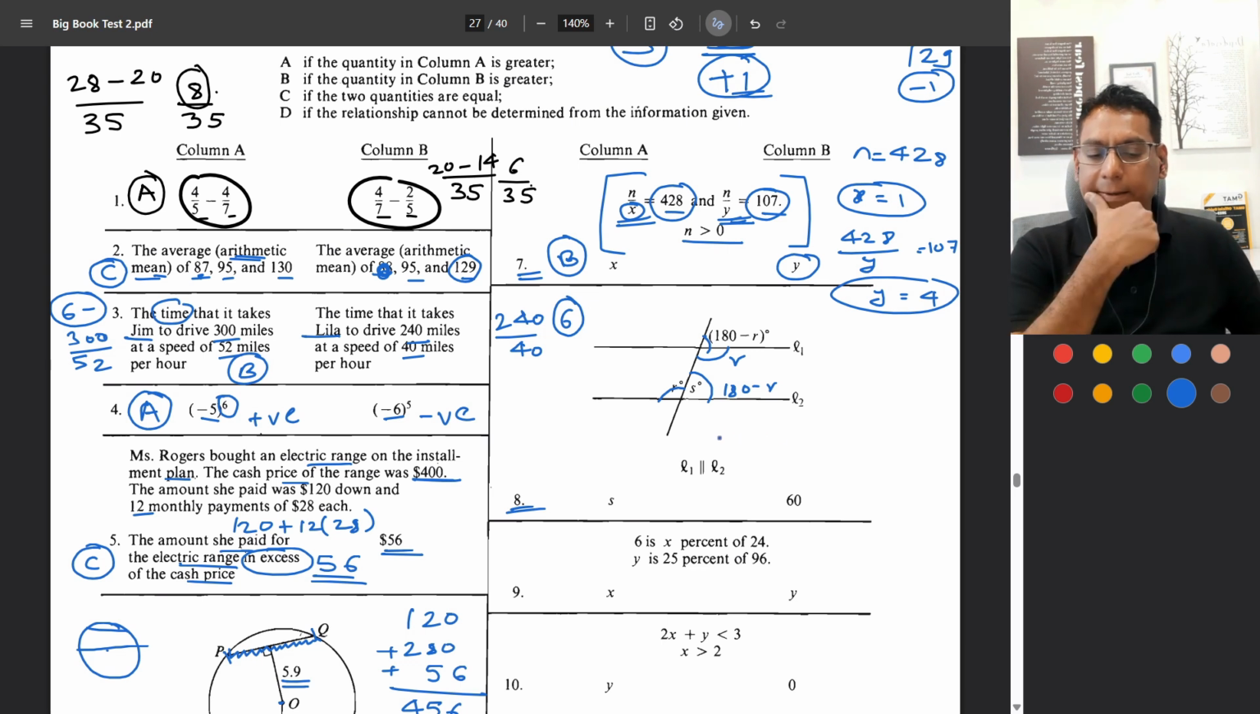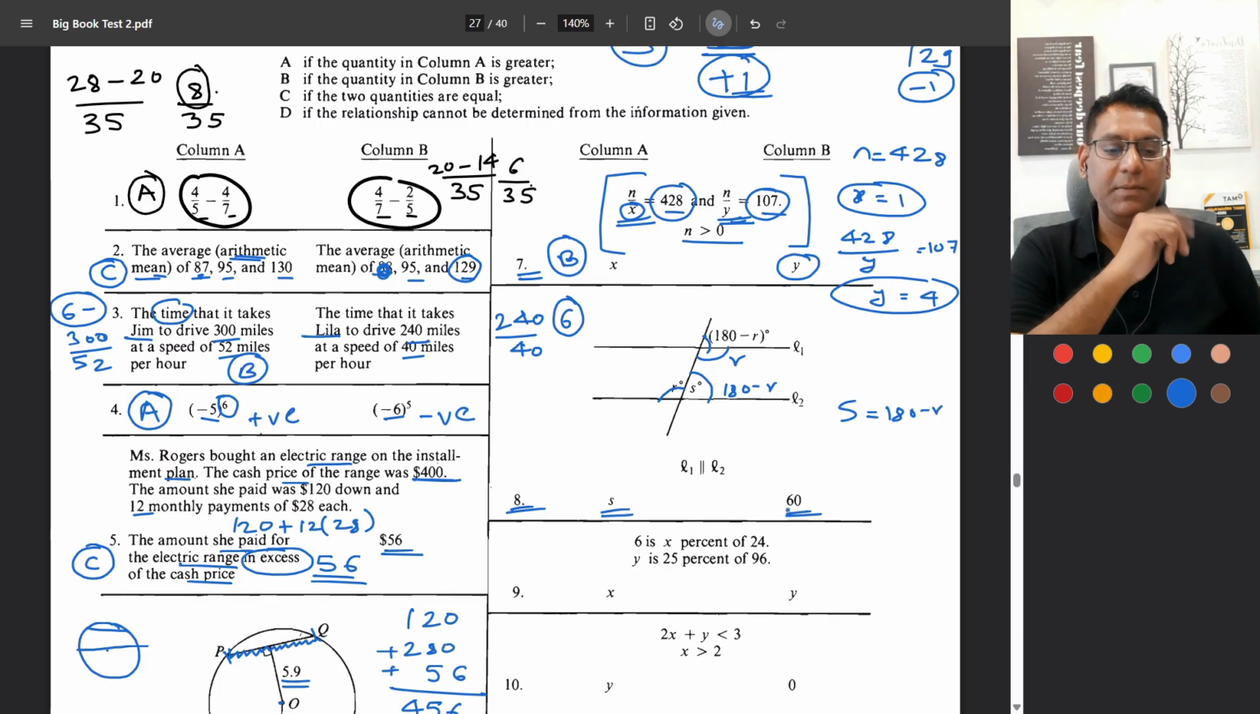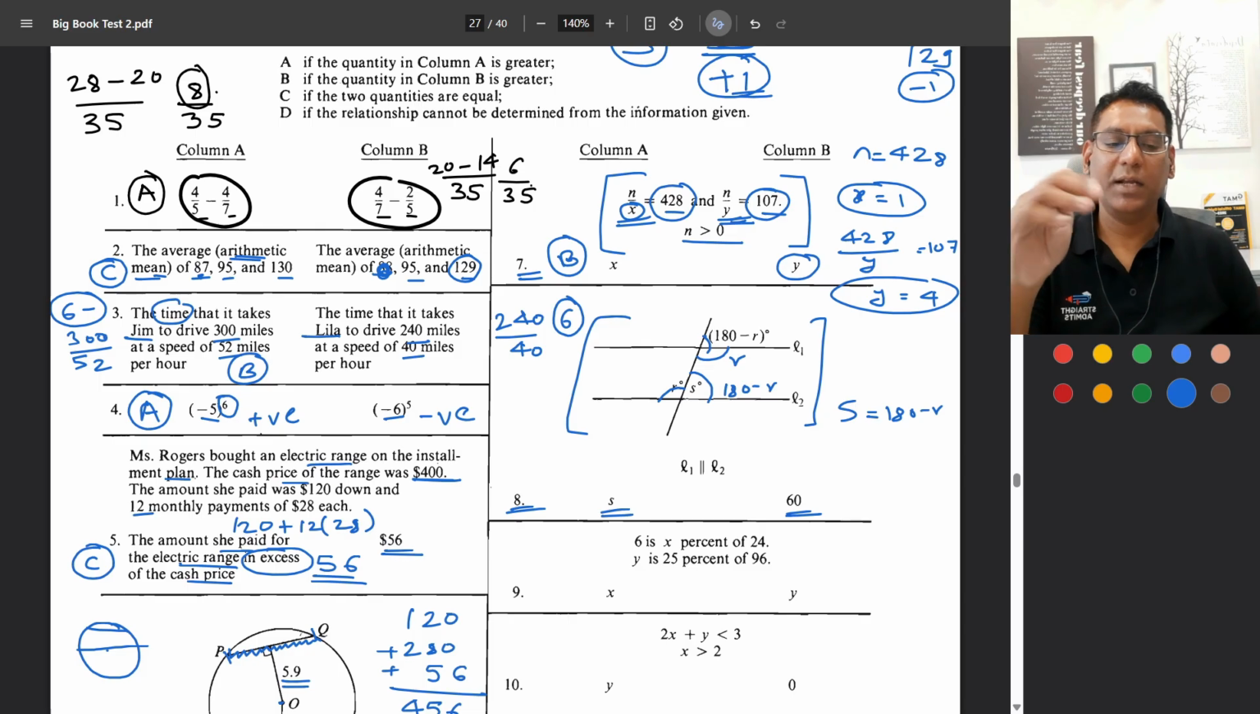Okay, so I'm not able to figure out a relationship here except that S is equal to 180 minus R. That much I am able to figure out. But will I be able to compare S with 60? Maybe it is 60, maybe it is less than 60. This is not really any new information here. It doesn't allow us to connect R and S.